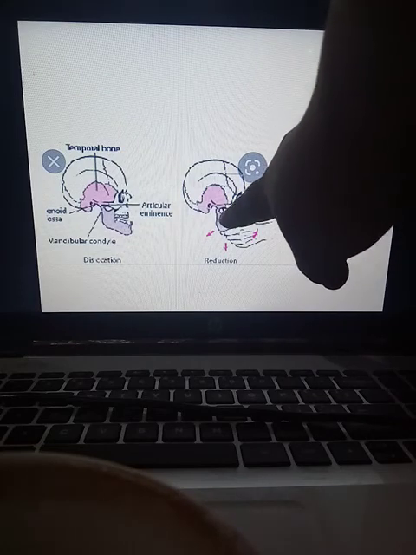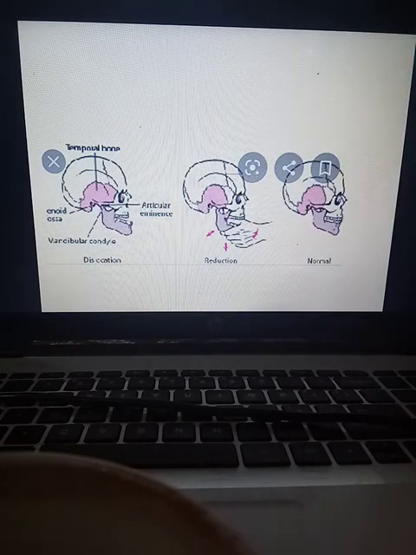Can you see in the second picture, thumb is kept at the molar, it is kept on the last molar teeth and chin is being elevated. This is how reduction is done.